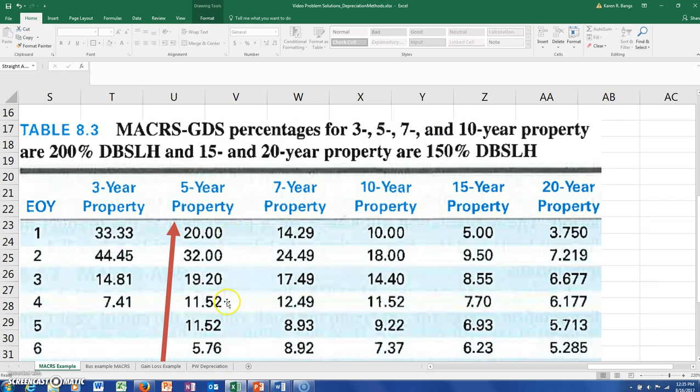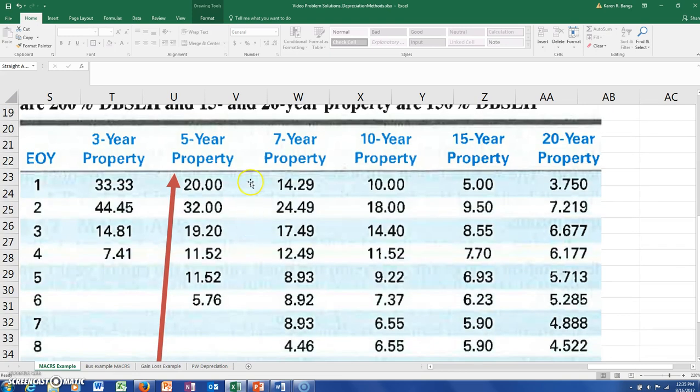So that's why we move to straight line when its periodic depreciation for the year is higher than it would be under the double declining balance calculation. It also allows us to be sure that we take the book value all the way to 0. We can also see the half-year convention again in the fact that we have a 5-year property class, but we depreciate it over 6 years.